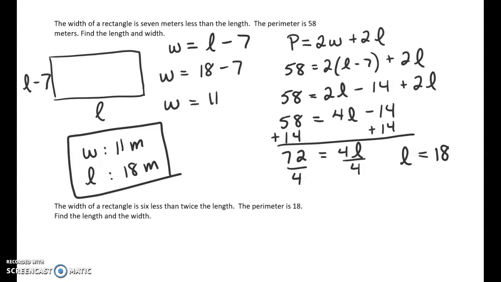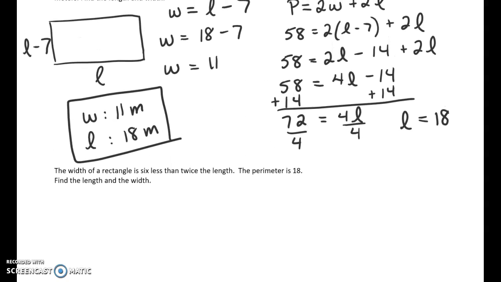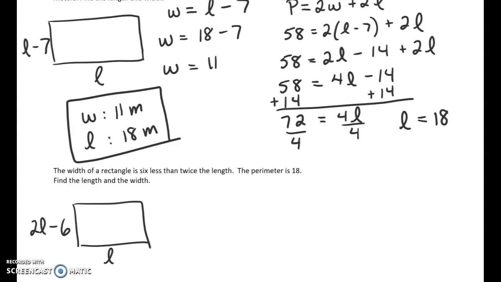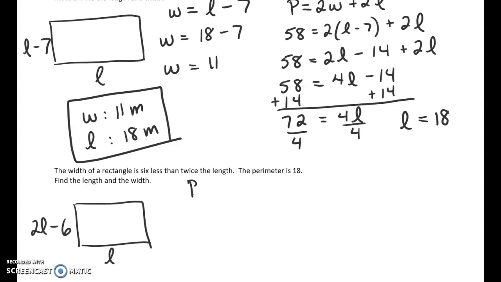Let's see. Hopefully we just have one more problem. My battery's running out. The width of a rectangle is 6 less, so let me draw a rectangle. The width is 6 less than twice the length. So here's my length. The width is 6 less than twice the length. The perimeter is 18. So again, we're going to use our perimeter formula.